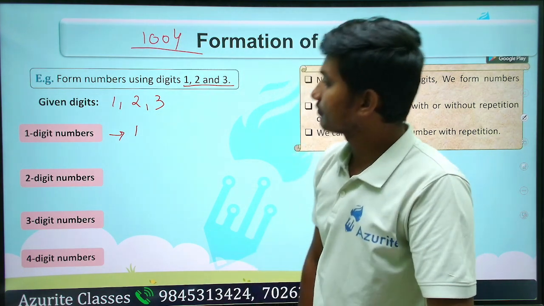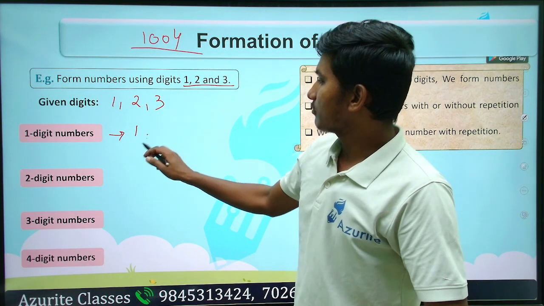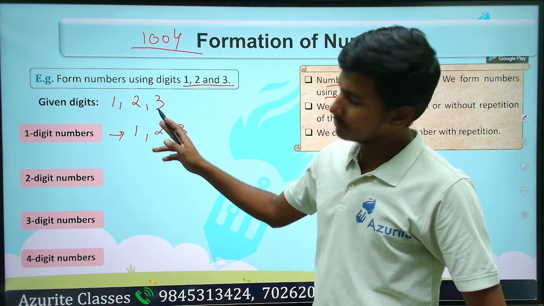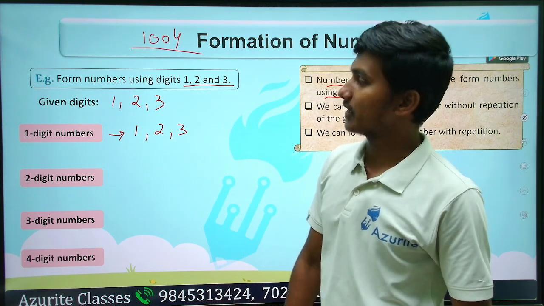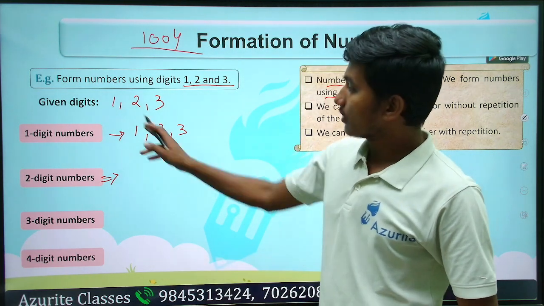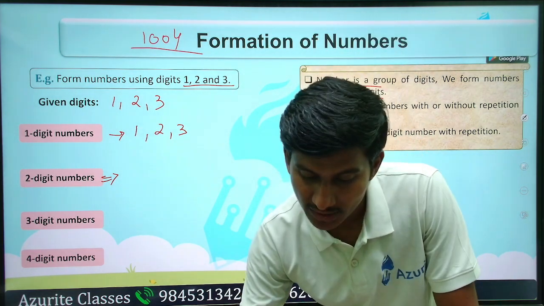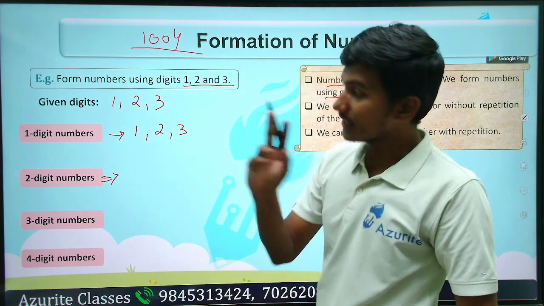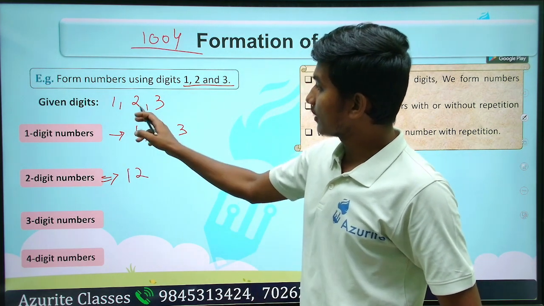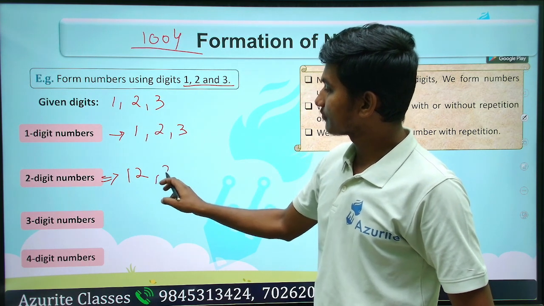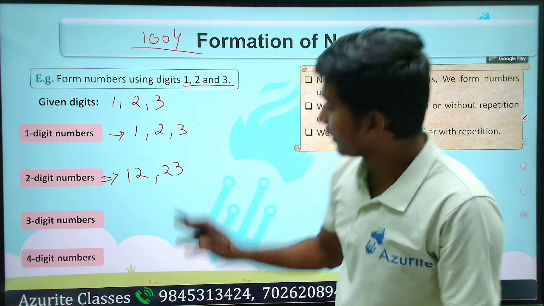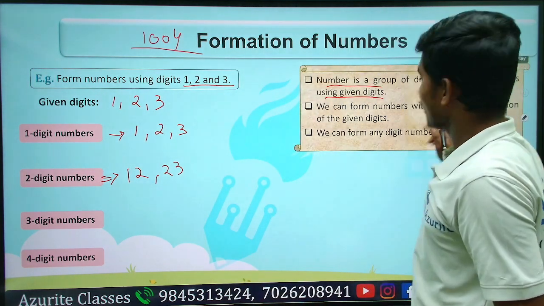So next, what are the one digit numbers? 1 is a one digit number, 2 is also a one digit number, 3 is also a one digit number, that is the digits itself. Okay, what are the possible 2 digit numbers from this? Not 10, 20, 30. From 1, 2 and 3 only. That is 12, right? 12 and 13.